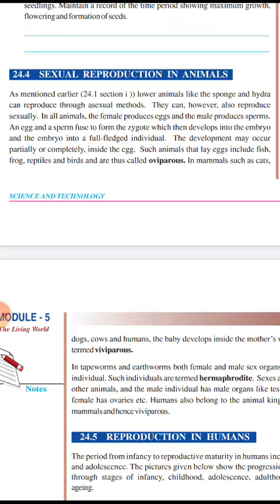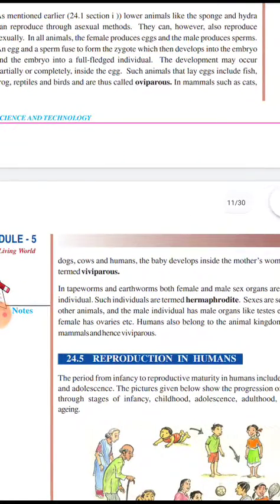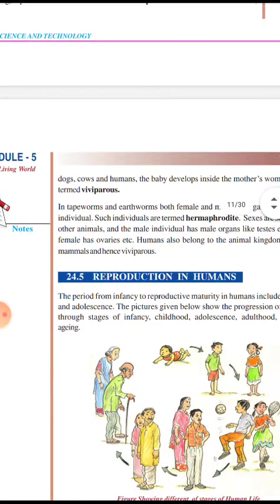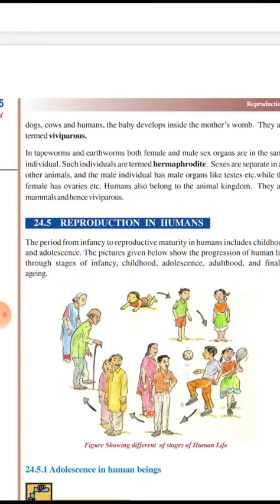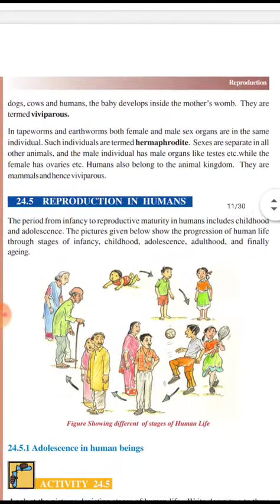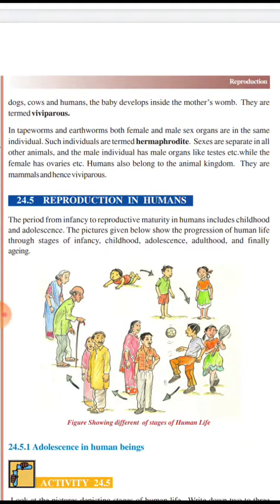So this happens inside the egg. There are some animals that lay eggs, including fish, frogs, and some reptiles and birds, and these are called oviparous. Those animals lay eggs, and then their offspring is born from there. It is called oviparous. But in mammals like cats, dogs, cows and humans, the baby develops inside the mother's womb. So these are called viviparous. This is the term they are called.